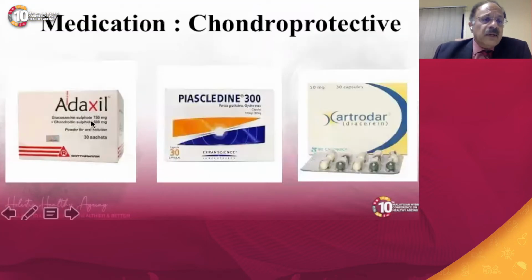Medication, of course, Adaxil, which is glucosamine sulfate, and chondroitin sulfate, which I'm sure you've heard about, Vitril and so on, piacelidine, and then Atroda. These are different drugs that we have in the armament towards the treatment of osteoarthritis.